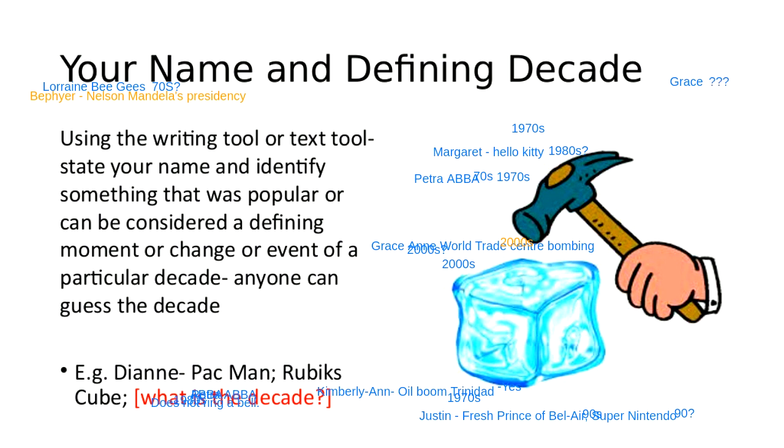ABBA. ABBA was 80s. I don't think ABBA was 70s. Who put up? Petra, you put ABBA. When was ABBA? Not 80s? Yes, ABBA was 80s. All right. Nelson Mandela's presidency, 90s. Oil boom in Trinidad.